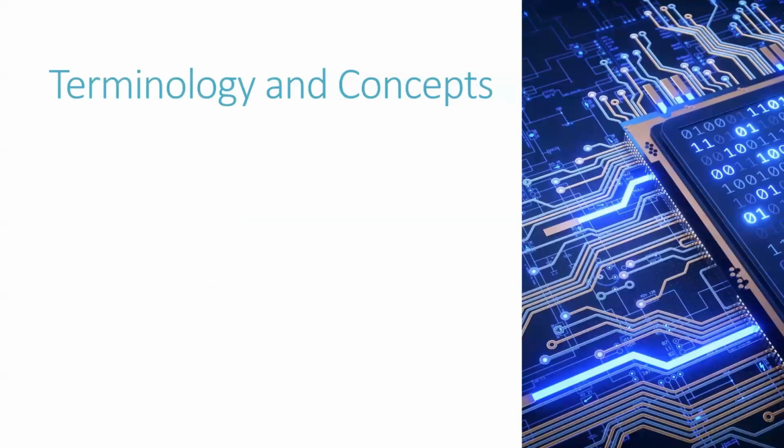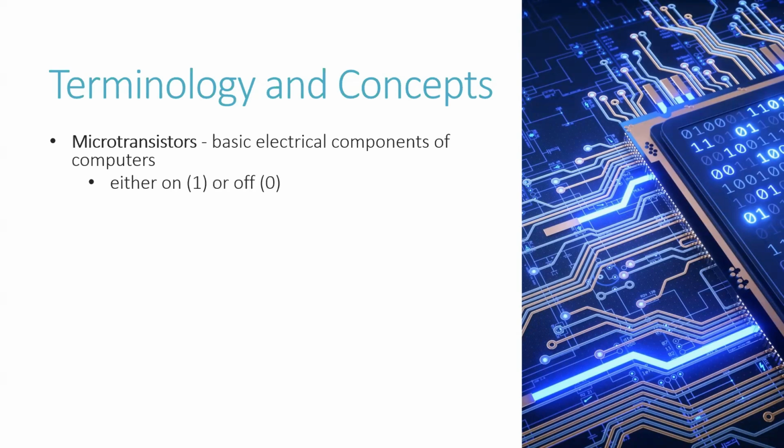So here are some terms and concepts you'll want to know. First of all, microtransistors. This is the basic component of a computer. A computer is an electronic instrument. It has a bunch of microtransistors, that is, electrical components that can either be on or off. And that's what the computer is. A bunch of microtransistors lined up next to each other, and they're either on or off. And there's a bunch of them, so you can do a lot of things with them and represent a lot of information with the configuration of those microtransistors.